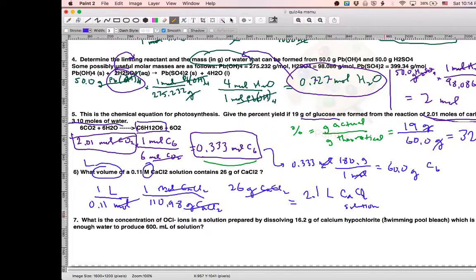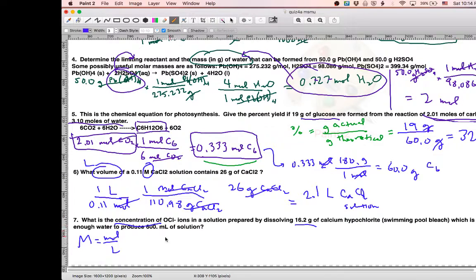So there it is, folks. That answer jives. What is the concentration? What units do they want here? Concentration means molar. They want moles per liter. Okay? So they want moles on top and liters on the bottom. Let's make sure that we give them moles on top. Let's see. Moles on top right here.